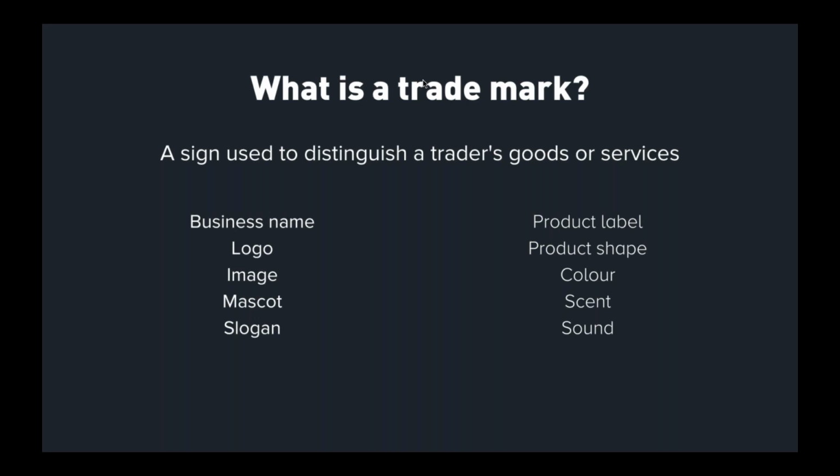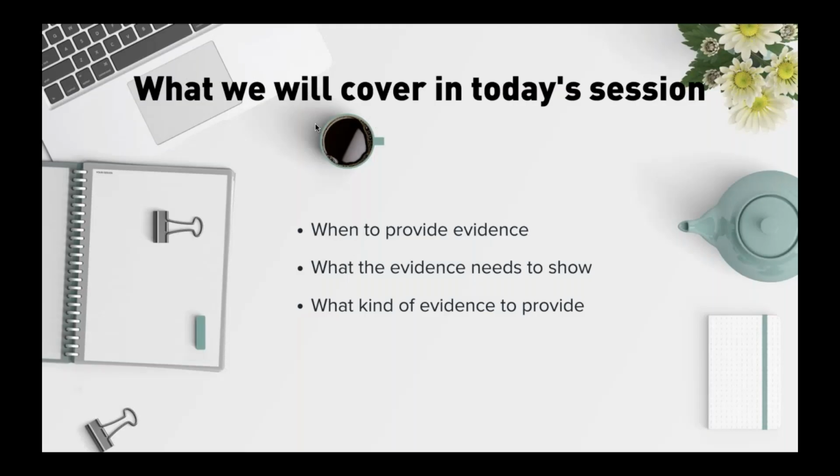But sometimes that path to registration does come with a few hurdles. Today, we'll be looking at some of the ways to help your trademark overcome those hurdles and proceed to registration. Specifically, we'll be looking at when to provide evidence, what the evidence needs to show, and what kind of evidence to provide.